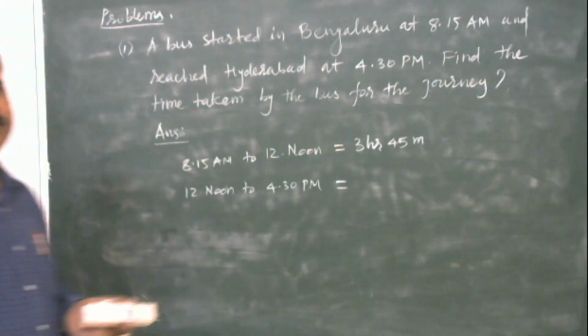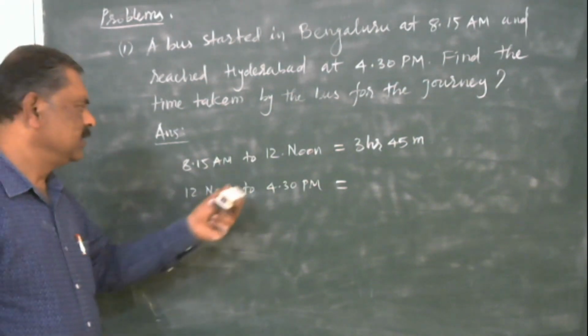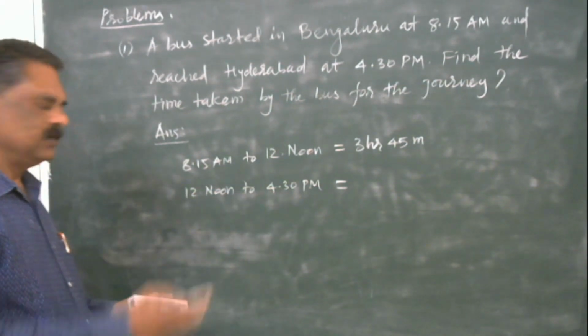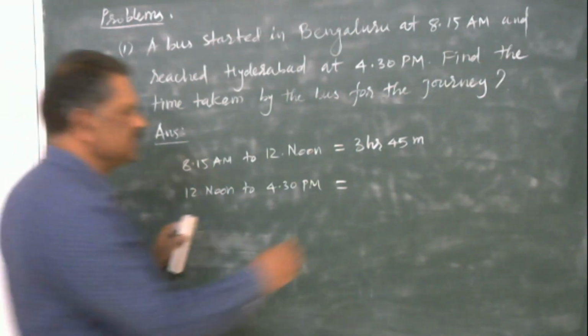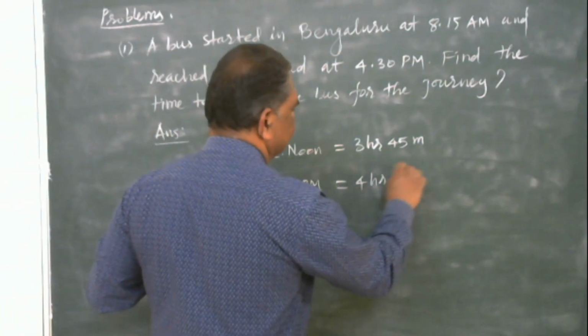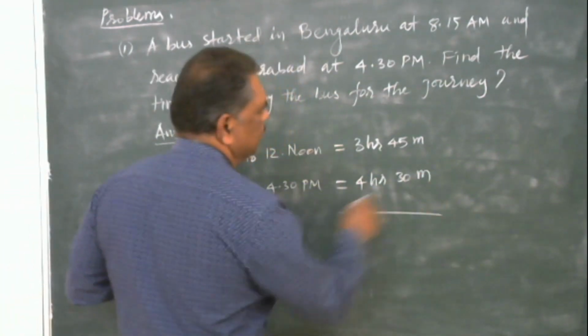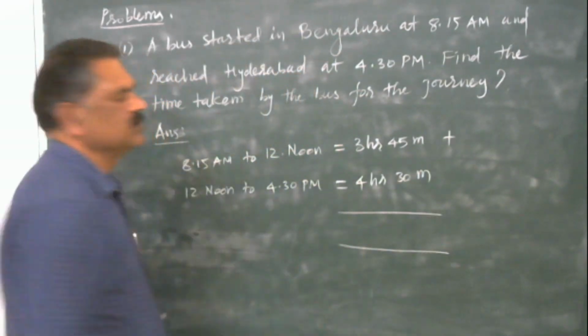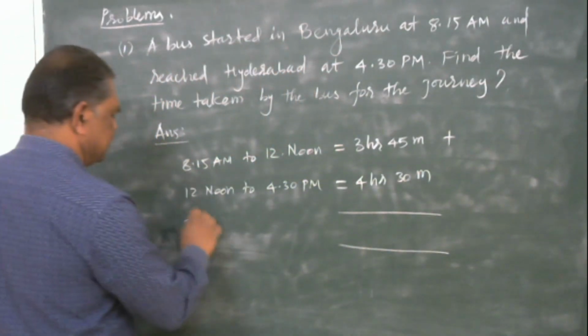3 hours 45 minutes it takes up to noon. From noon to 4:30, 1, 2, 3, 4 hours 30 minutes. Easy. 4 hours 30 minutes. Now we need to combine these two times together. That is the total time taken.